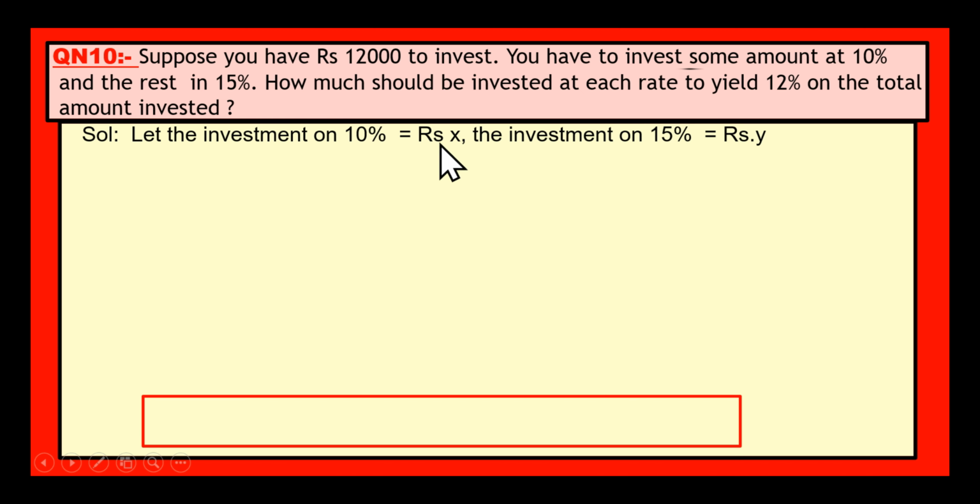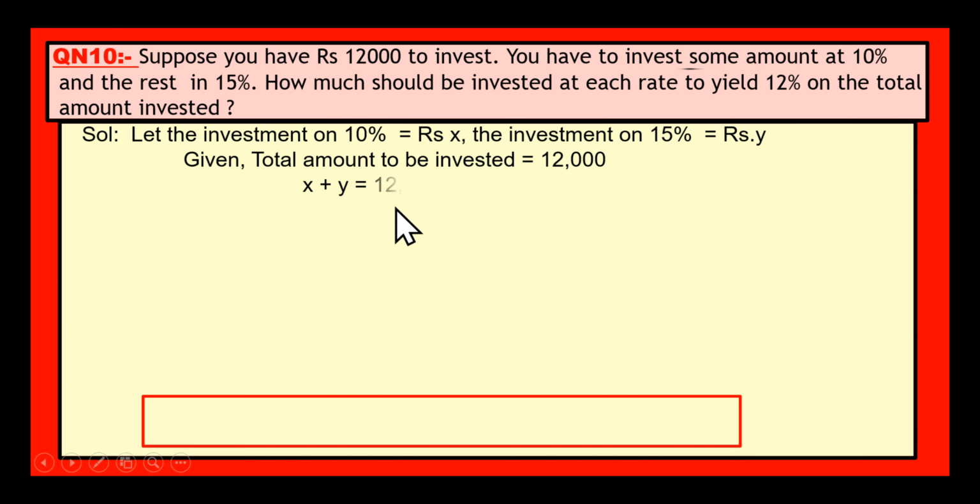Let the investment on 10% is equal to x rupees and the investment on 15% is equal to y. The total amount is 12,000. Therefore, x plus y is equal to 12,000. This is the first equation. x plus y is equal to 12,000. Now we have to invest x rupees at 10% rate and y rupees at 15% rate so that 12% should be required on the total amount 12,000.